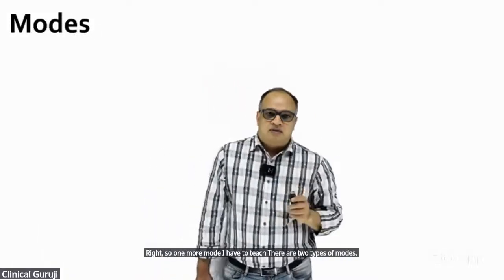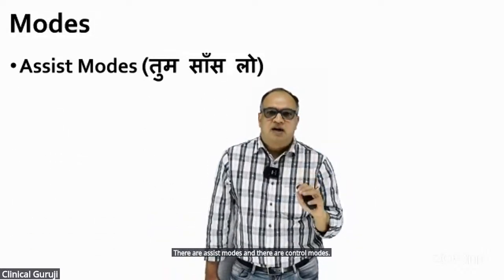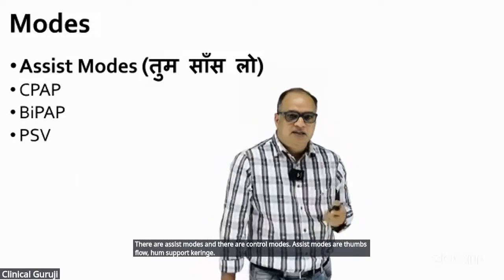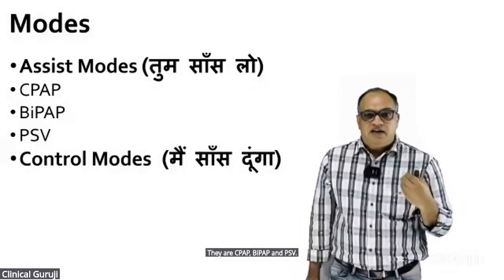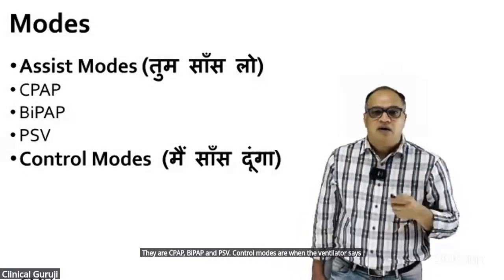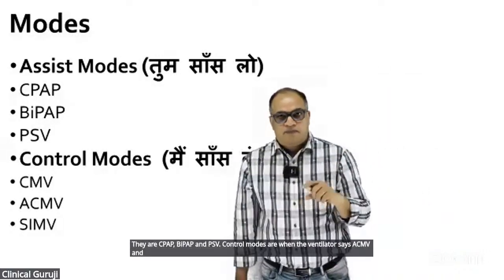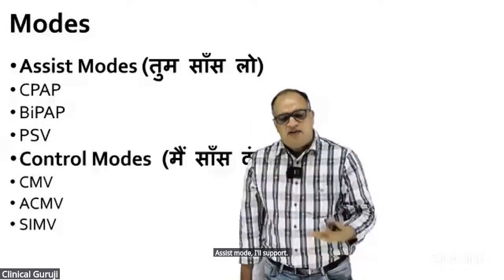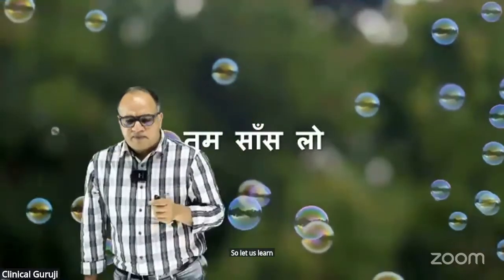There are two types of modes. There are assist modes and there are control modes. Assist modes are: you breathe, we will support. They are CPAP, BiPAP and PSV. Control modes are when the ventilator says I will give the breath: your CMV, ACMV and SIMV. Assist mode, you breathe, I'll support. Control mode is I will give you breaths. So let's learn another mode.